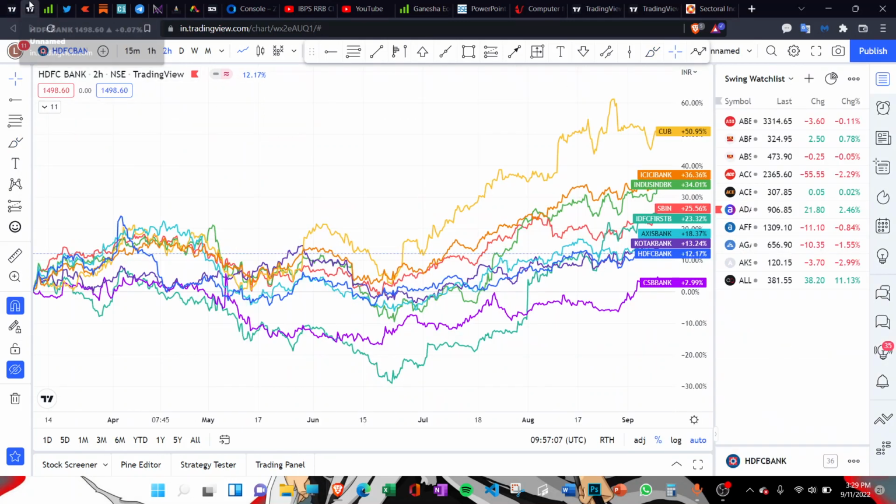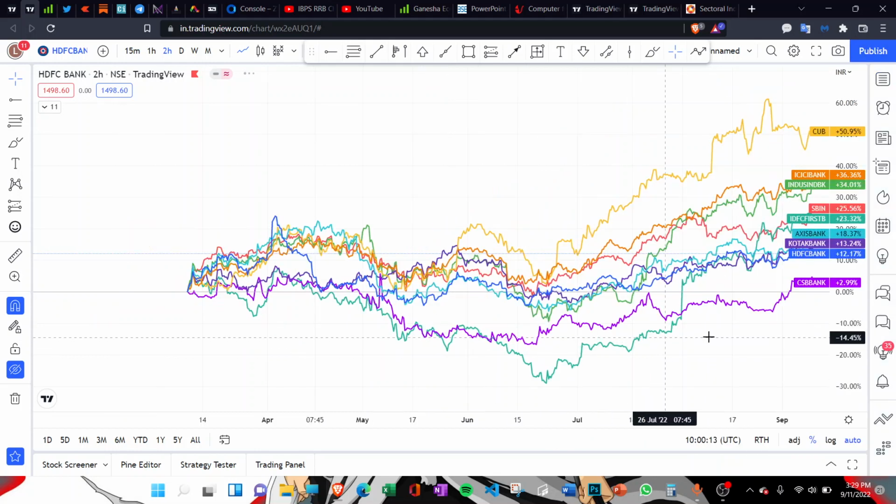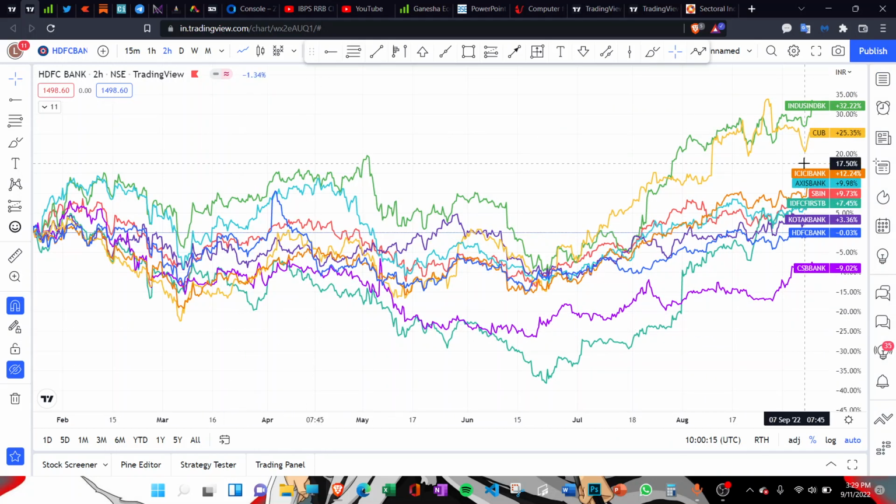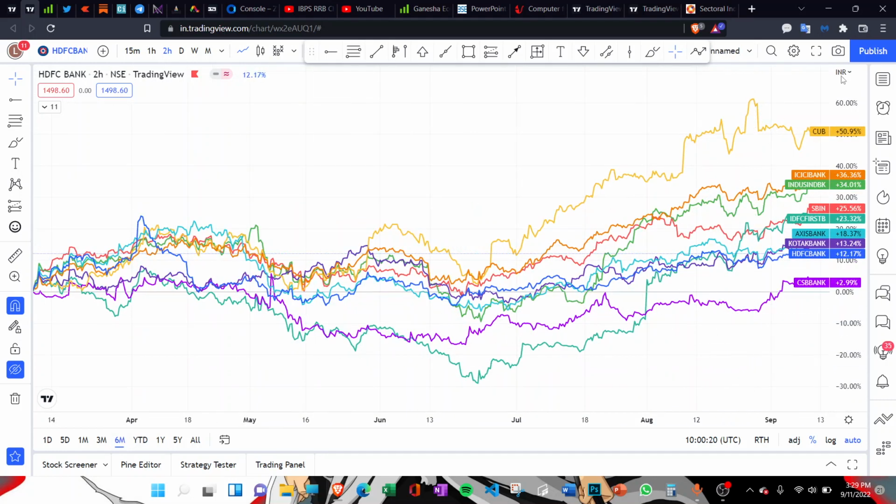And similarly, if we take a look at the banking stocks, from the last 6 months, City Union Bank has given around 50% returns, and it has outperformed the other large banks and even mid size banks. In the large caps, ICICI Bank has given the most returns, around 36%. Kotak and HDFC have not given much returns, around 12 and 13%, and CSB Bank is even lower.